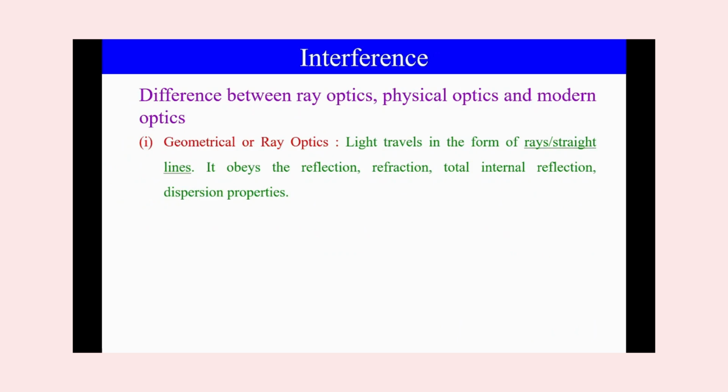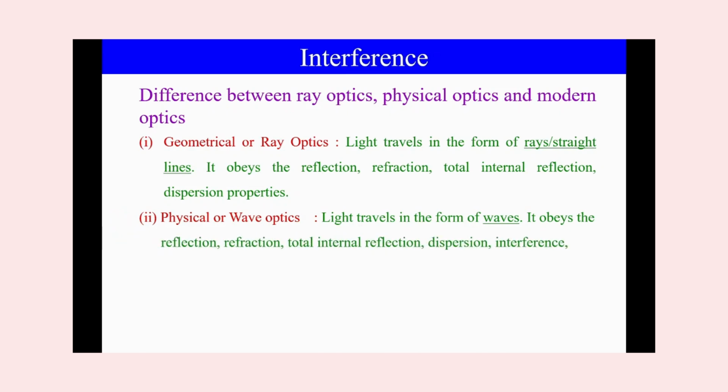First one, geometrical optics or ray optics. Here light travels in the form of rays or straight lines. It obeys the laws of reflection, refraction, total internal reflection, dispersion and transmission. Coming to wave optics or physical optics, here light travels in the form of waves. It obeys all the properties, that is reflection, refraction, total internal reflection, dispersion, interference, diffraction and polarization.